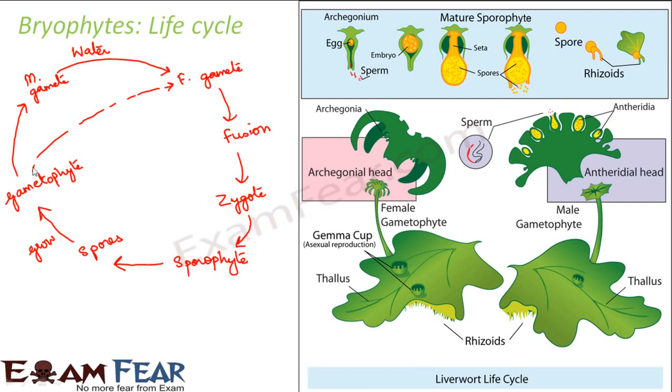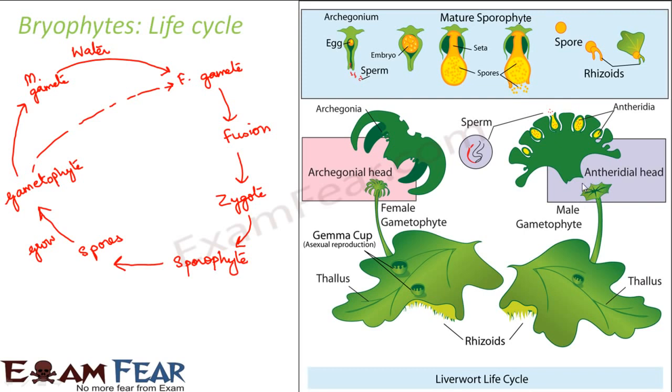When you look at the male and female structure of the plant in the previous slide, or even here, this is the female part and this is the male part. Here you can see they look like umbrellas of the plant. The female part as well as the male part look like umbrellas.